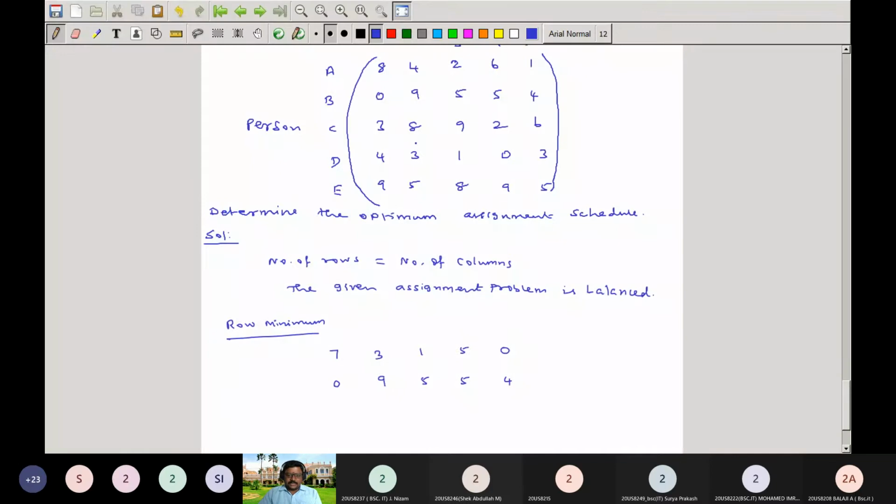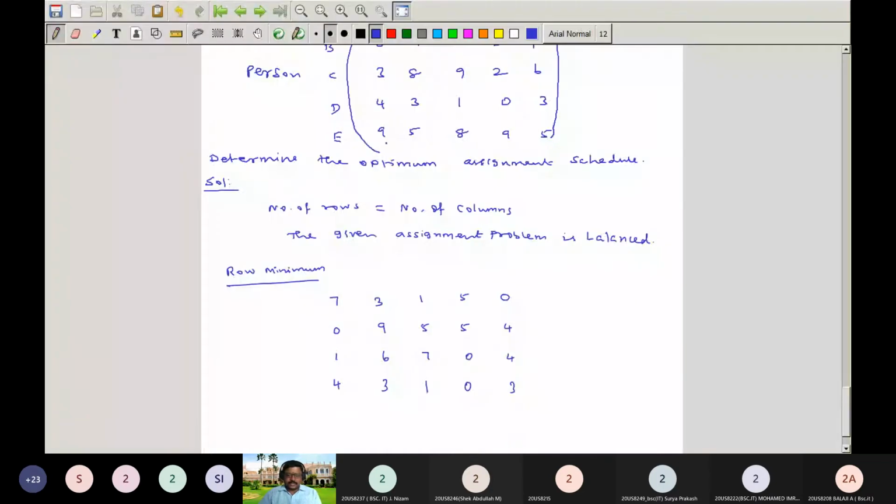Row 3: 3, 8, 9, 2, 6. What is the minimum value? The minimum value is 2. So subtract this 2 from the entire row 3. So 3 minus 2 is 1, 8 minus 2 is 6, 9 minus 2 is 7, 2 minus 2 is 0, 6 minus 2 is 4. Fourth row, minimum value is 0. Subtract it from all values in row 4.